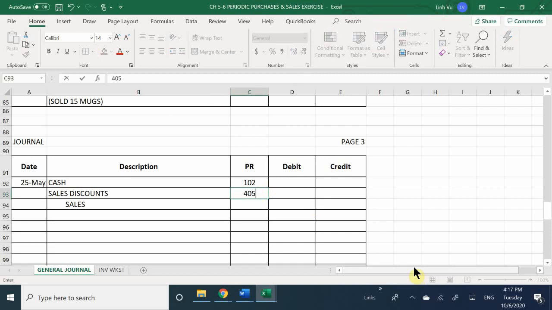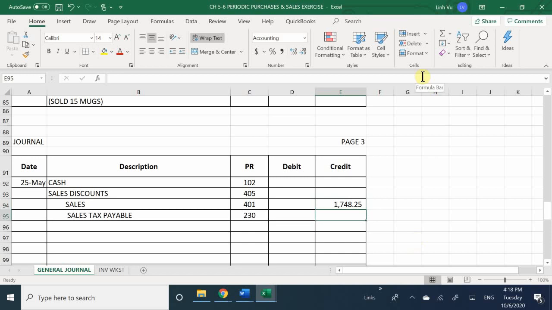So 405, 401, and then lastly, what is our other account that we need to have? Sales tax payable. Correct. Sales tax payable for 230. So let's redo the calculation again. How much was your total sales going to be? We know it's $9.99 each. How many items did we sell? 175, which comes to $1,748.25. Good.